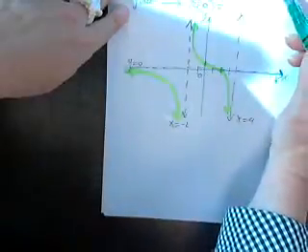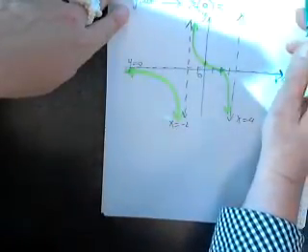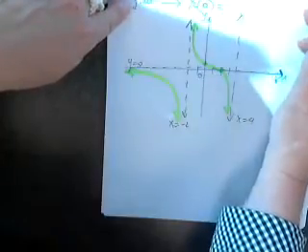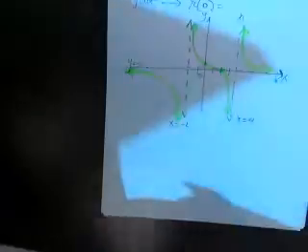On the right-hand side, it's coming from positive infinity and it drops to 0 without crossing the x-axis because there is no x-intercept. So this must be it.